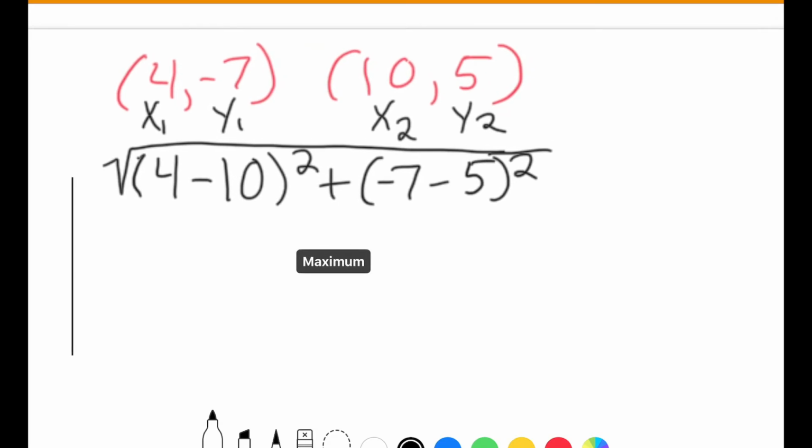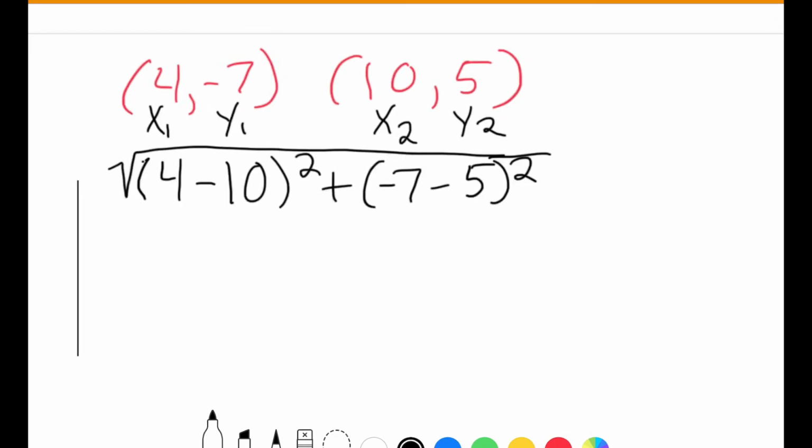You do not, hopefully, need a calculator for this. If you do, make sure you're going step by step. We do not want to just put this all in the calculator, because we want an exact value. We do not want an ugly decimal that we have to round to a certain decimal place. So I only want to simplify the 4 minus 10. 4 minus 10 gives me negative 6.